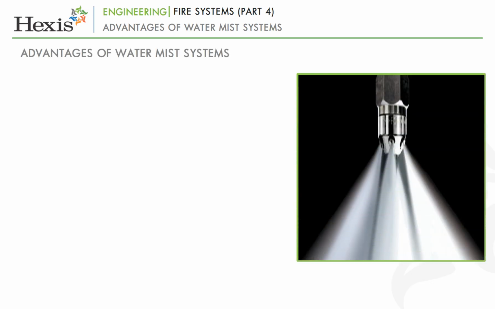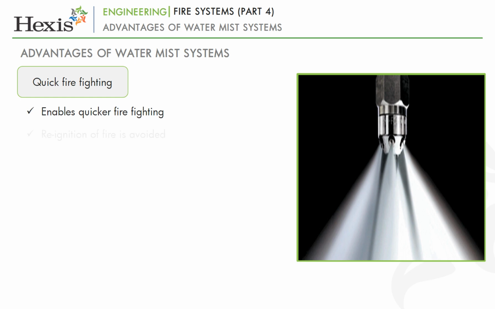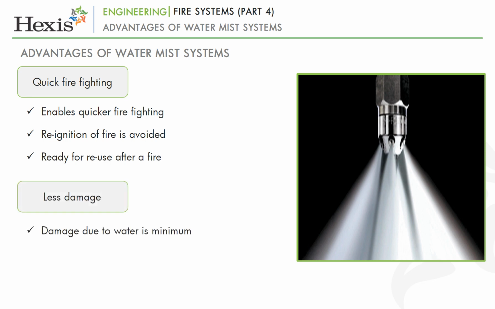Now, let's look at the advantages of water mist systems. Quick firefighting. As water mist both cools the fire and removes the oxygen, it results in quicker firefighting. Due to the cooling effect of water mist, reignition is avoided. The water mist system is ready for reuse immediately after a fire. Less damage. Water damage is kept at a minimum due to the low water consumption of the high pressure water mist system. This system can be deployed instantly, resulting in less damage.